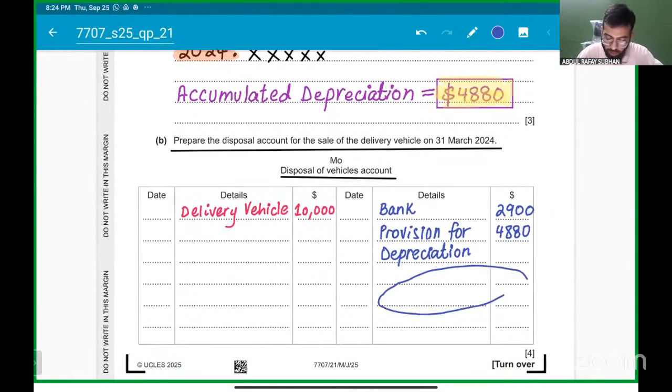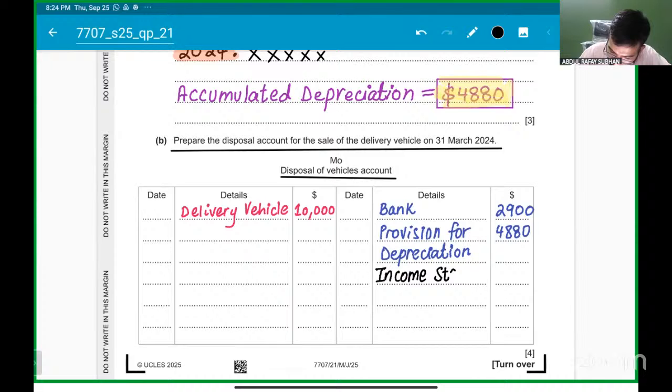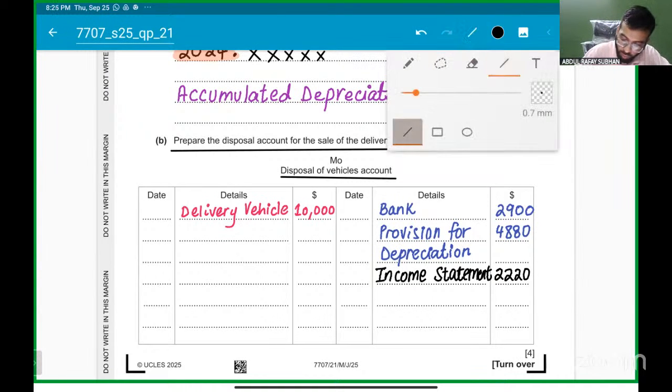You try to get the difference. If the difference is coming on the credit side, it's a loss. If the difference is coming on the debit side, it's a profit. So it's coming on the credit side. So the income statement comes in here, where we are making a loss on disposal, sir, which is worth how much? 2,220. Okay, that's the loss on disposal. That's it. We have got all the 4 marks.